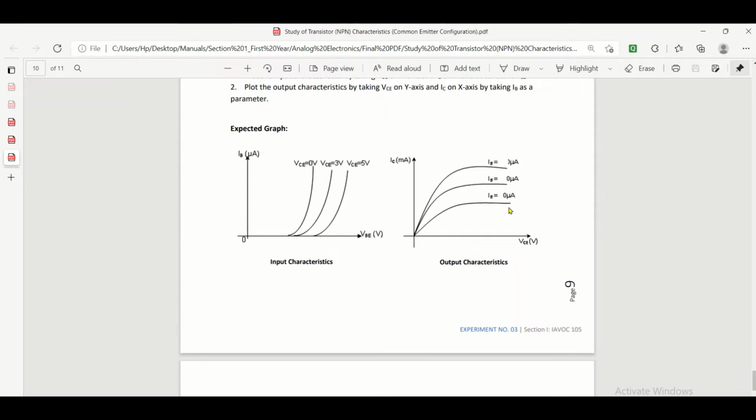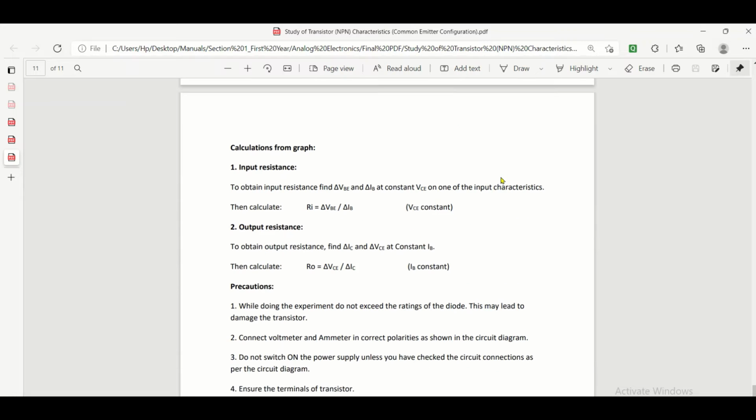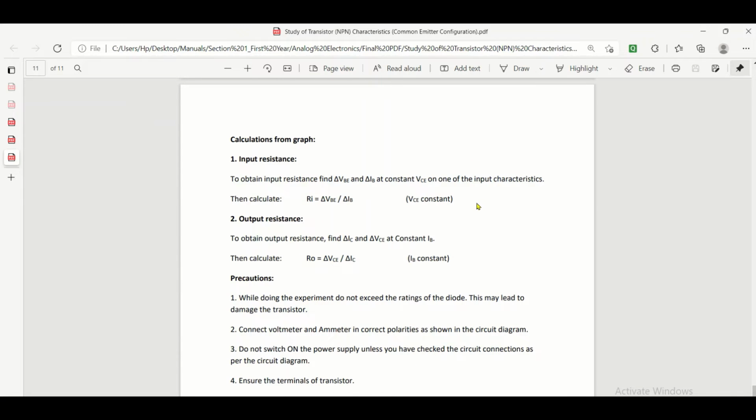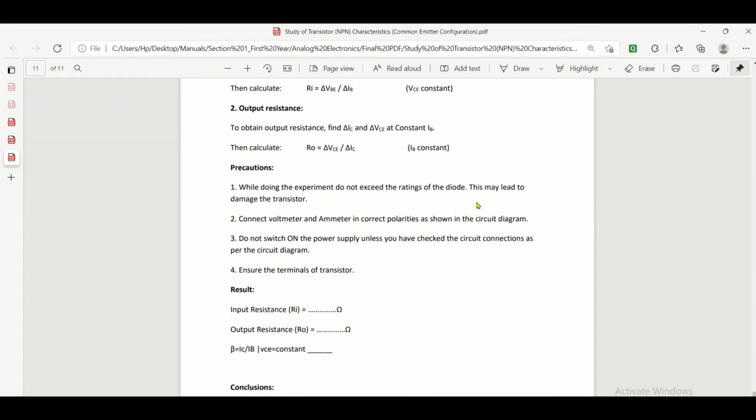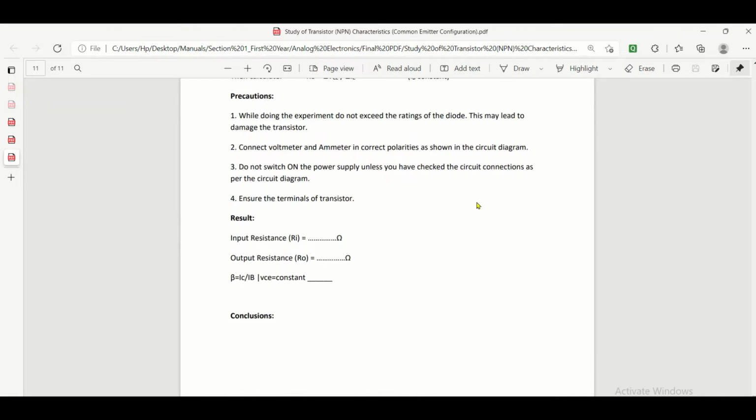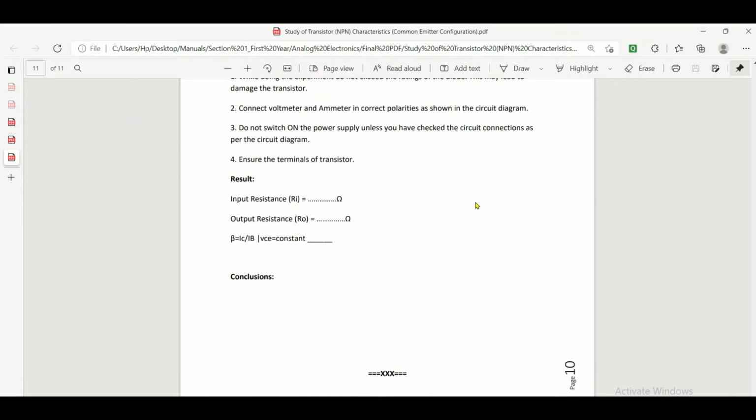Again, in case of the output characteristics, you could find that when you raise the value of base current, you get higher collector current. So these are the basic ideas. You have to calculate input resistance and output resistance. We will perform the practical right now and see whether what we have studied about the transistor in theory, as well as the discussion here, is in line with the behavior of an actual transistor.